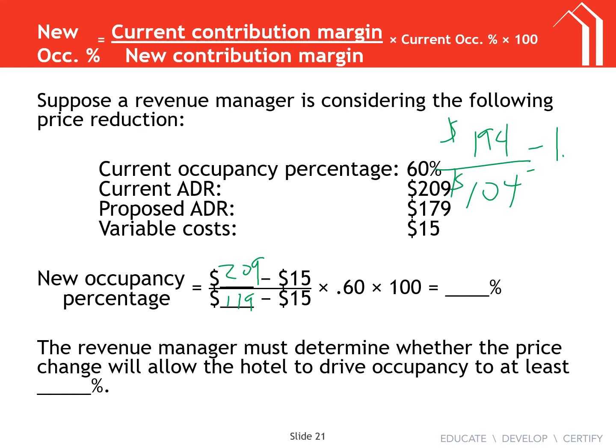Did I do that wrong? It's 179. Oh, yes, sir. The 119. Oh, I did 119, sorry. I was like, why does that number seem so off? 179, thank you.